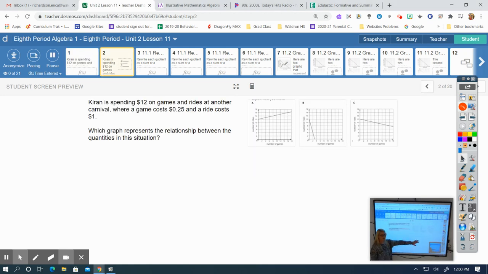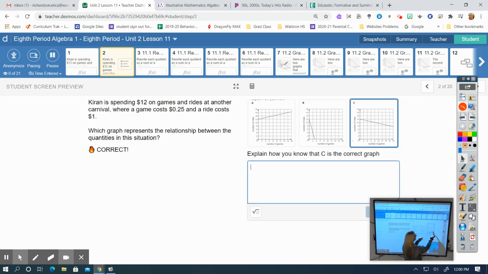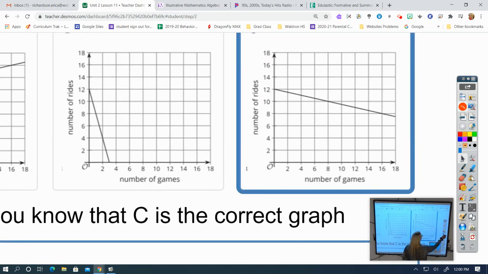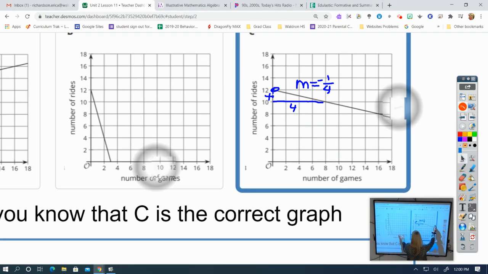The graph was C, and C represented this because this equation starts at 12, and then the slope goes down 1 over 4. So it's negative 1/4 is the slope, and that's the slope that you had in your equation. So that's why we chose that, because it starts at 12 and goes down 1 over 4. So it represents that situation for us.